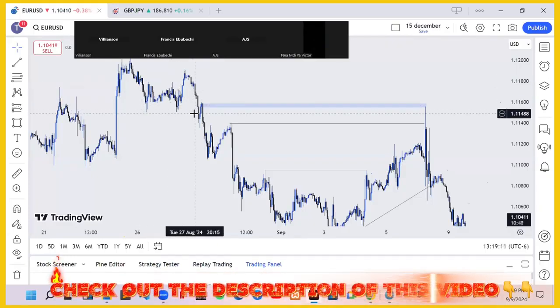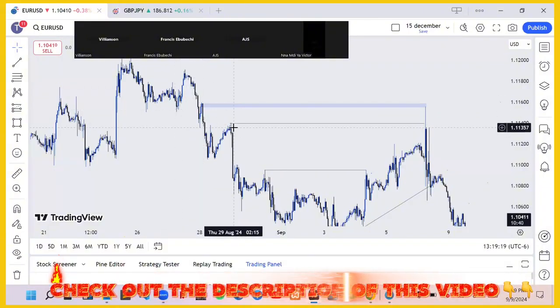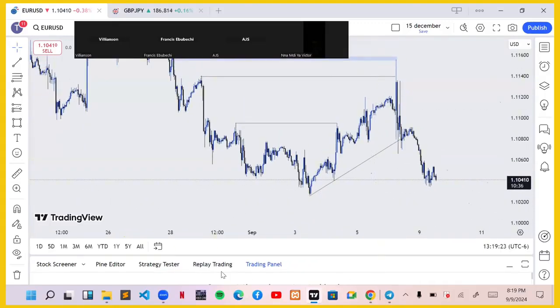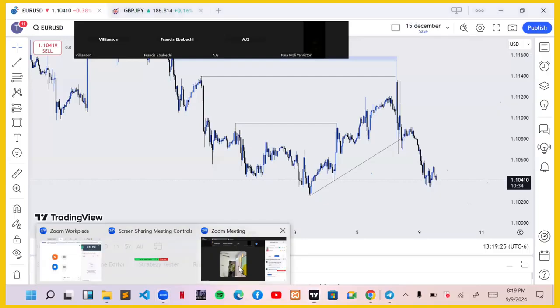Market block structure here. This is a block of structure. It broke this zone here and also broke this zone. This is the other block. This is the inducement. So that was why the EU buys failed, because the market was in a downtrend.